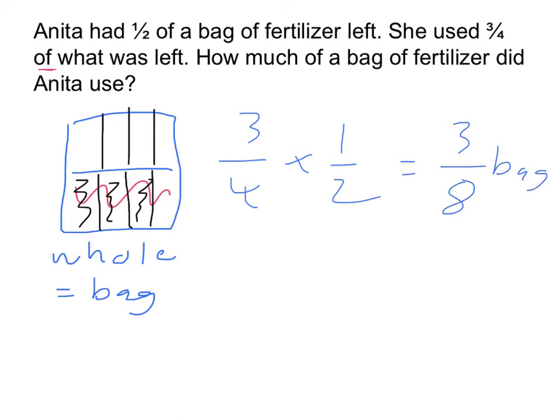And from our picture we can see that that is indeed the answer, because in the end we used 3 pieces, and our whole bag was divided up into 8 pieces, and so 3/8 of a bag. Okay. So there we go. This keyword here, of, indicated we should multiply. Our picture justifies that this really is a multiplication problem, and the arithmetic here was the easiest part of it, but the hard part was determining what operation we needed to do.